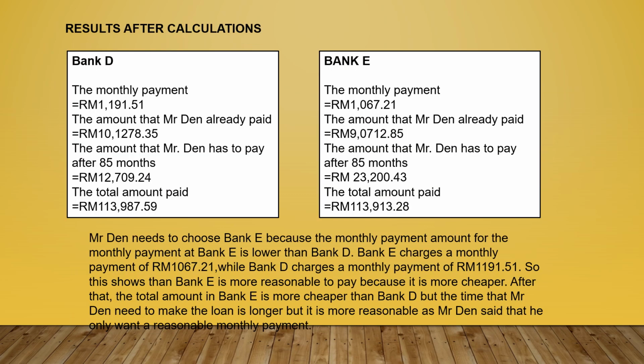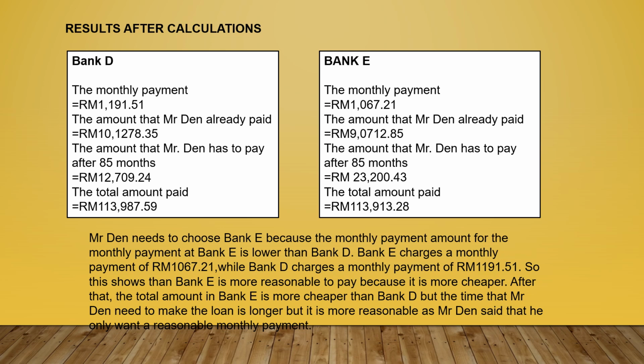Next, the result after calculation, we can see that Mr. Dan needs to choose Bank E because the monthly payment at Bank E is lower than Bank D. Bank E charged a monthly payment of 1,067.21, while Bank D charged a monthly payment of 1,191.51. So this shows that Bank E is more reasonable to pay because it is cheaper.